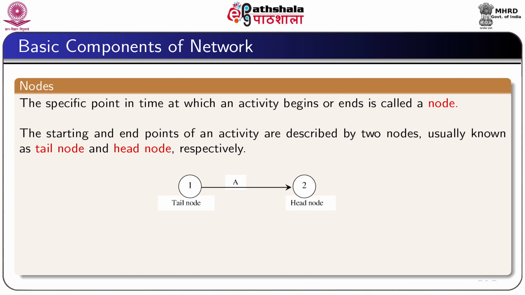Nodes: the specific point in time at which an activity begins or ends is called a node. The starting and end points of an activity are described by two nodes, usually known as tail node and head node as shown in the figure. A node is generally represented by a circle, and the numbers within the circle distinguish one node from another.